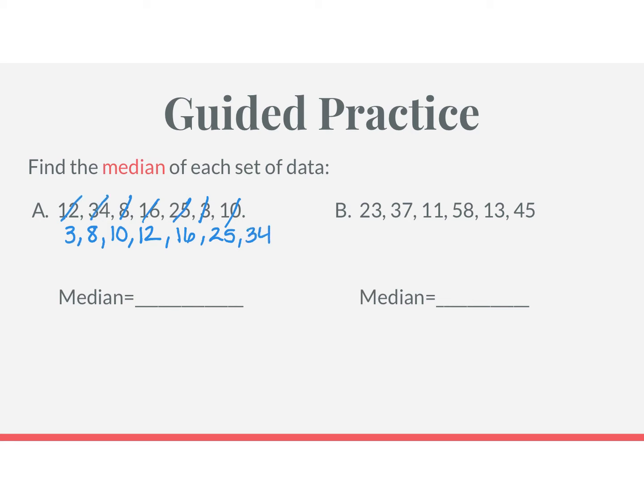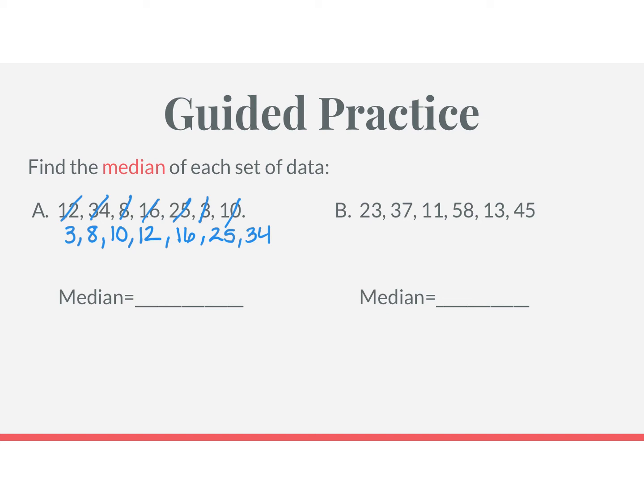Next, I want to count all the numbers that I rewrote, which is 7, and I want to make sure that's the same number in my original data set. There are also 7 numbers in my original data set, so I know I used all of them, and I know that they're in order from least to greatest.